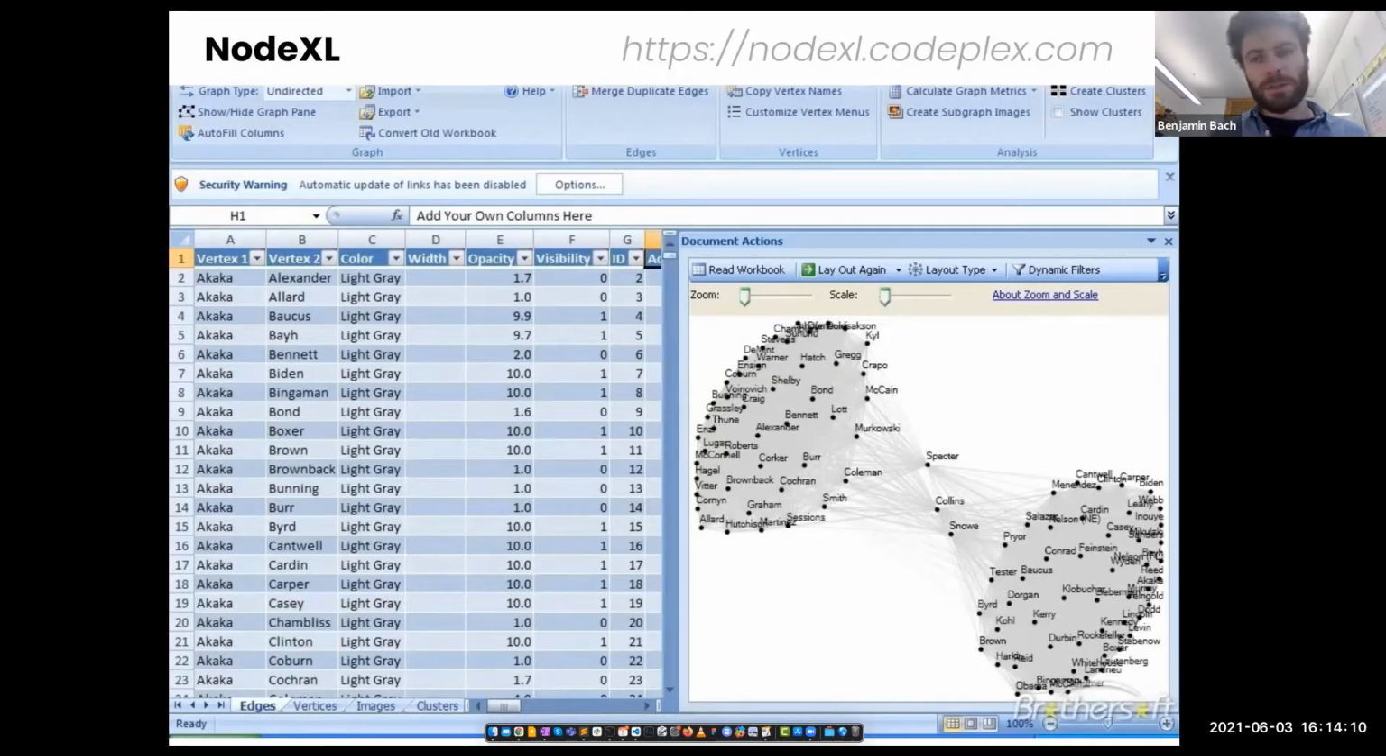NodeXL might be familiar to most, has been around for a couple of years. It recently switched to a paid license. It is kind of a plugin for Excel where you can load your data table into Excel with your data and then represent, visualize this as node link diagrams.